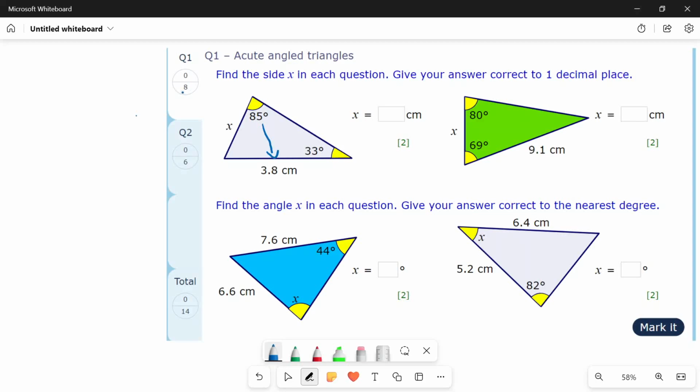this angle here, 85, goes with 3.8 centimeters. And what we want to know, the x goes with 33 degrees. Alright. Best thing to do, because there's two versions of the sine rule, of course, is always put the thing you want to know in the top left hand corner. We want to know what x is, so I'm going to write it down first.